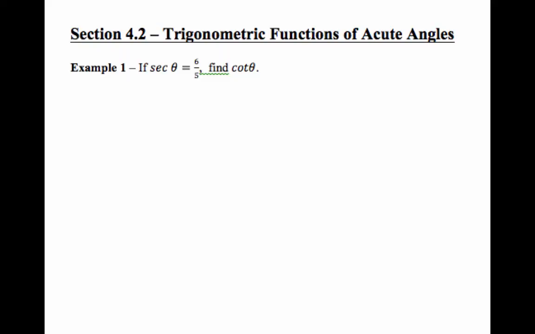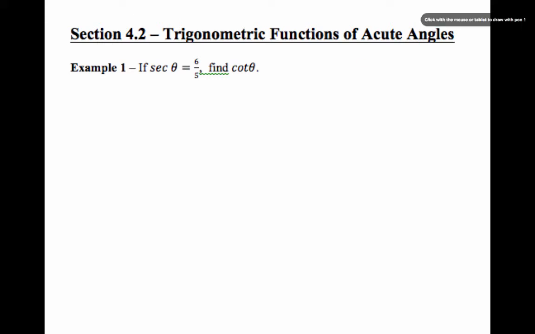Okay, continuing on with chapter 4. You should have done the 4.2 worksheet, which had a lot to do with SOHCAHTOA, 30-60-90s, 45-45-90s, and now we'll just continue on with some of that. That should make doing the homework problems a little bit easier.